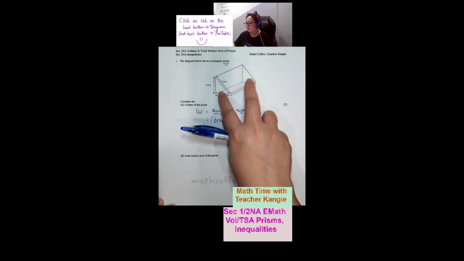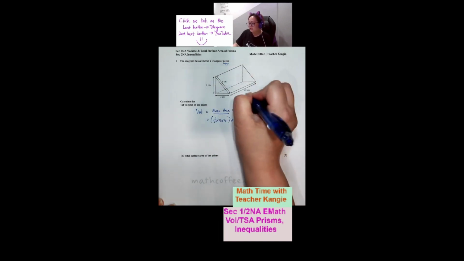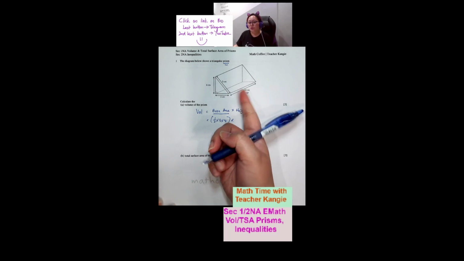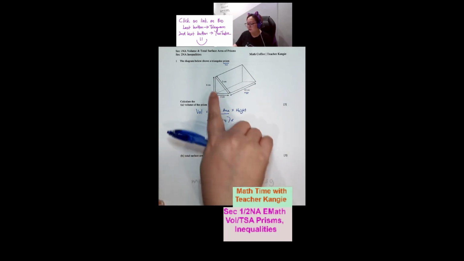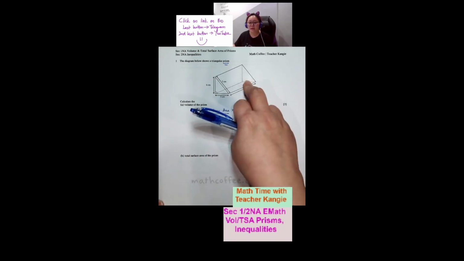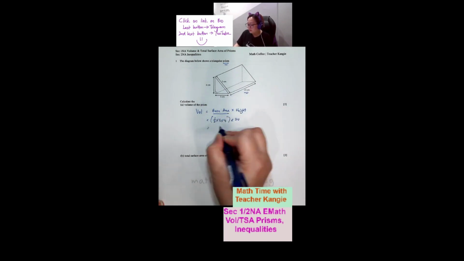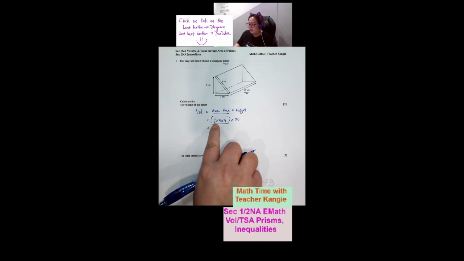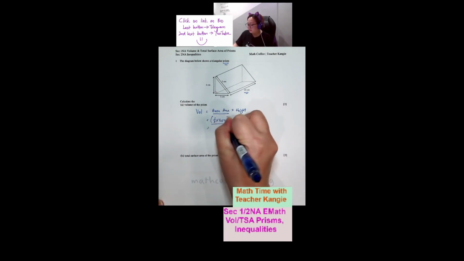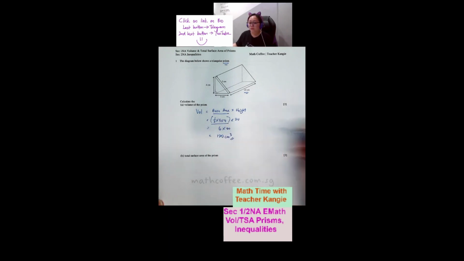The height of the prism is top and bottom. You can see that this is the height of the prism, so don't get confused between the height of the triangle and the height of the prism. The height of the prism is 20. 12 times half is 6. So in the end, you have 6 multiplied by 20, and we get 120 cm cubed.